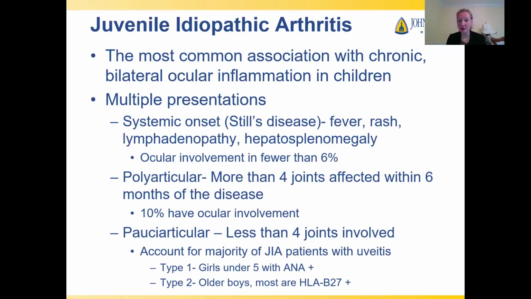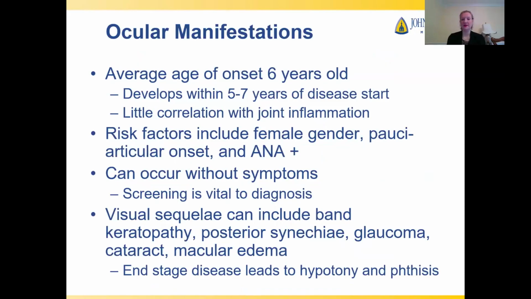Polyarticular has more than 4 joints affected at presentation, and 10% have ocular involvement. The one that we see most commonly in the uveitis department is pauciarticular, with less than 4 joints involved, and it accounts for the majority of the patients seen, mostly type 1, girls under 5 who are ANA positive on lab examination. The alternative is type 2, which tends to be older boys, most of whom are HLA-B27 positive. Ocular manifestations usually start around 6 years old and develop within 5 to 7 years of disease onset.